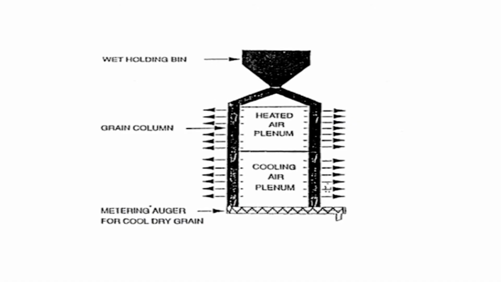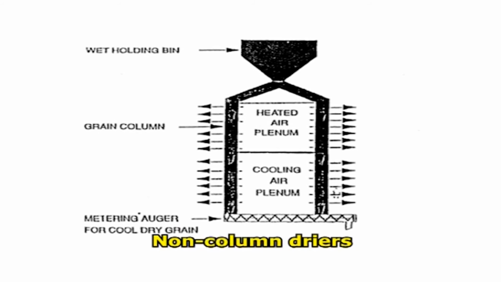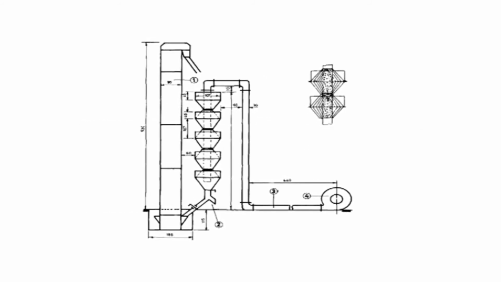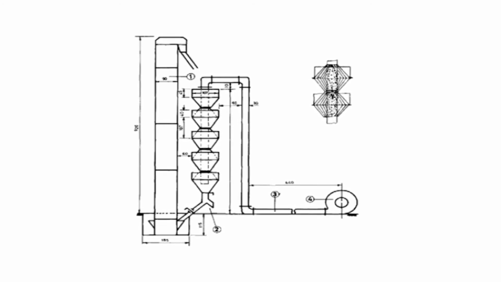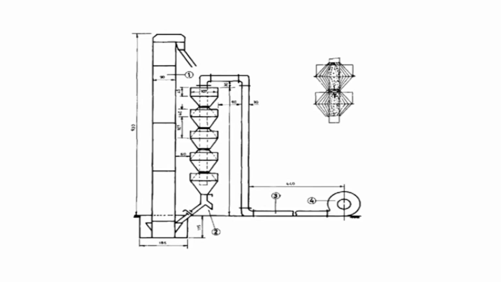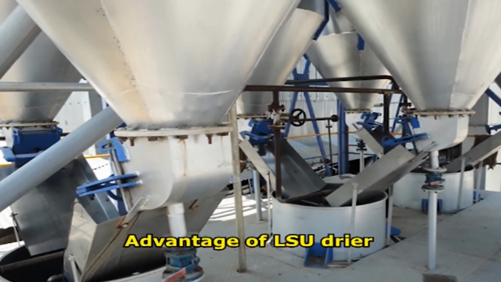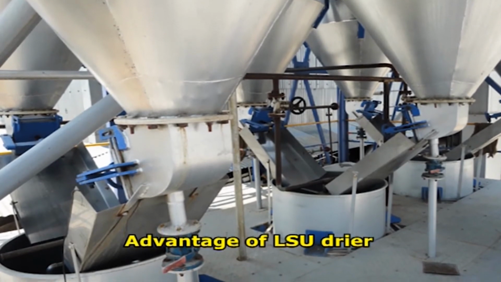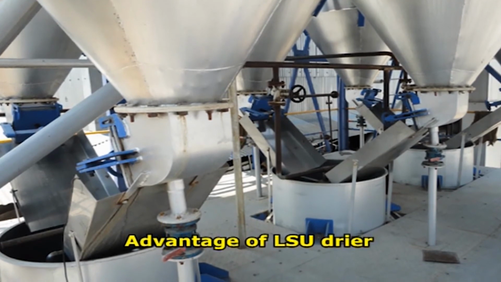There are two types of such dryers. One is called a column dryer that consists of a tall vertical column through which seeds fall by gravity. As they fall, heated air flows upwards and dries the seeds. The major advantage of LSU dryer is that the drying period is short, it can be operated under any weather conditions and drying is more uniform.